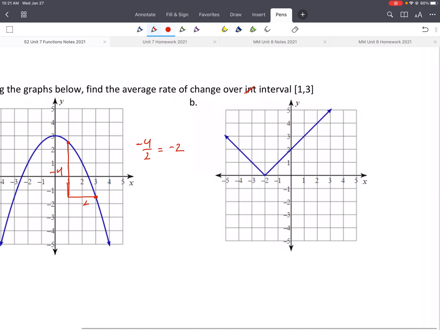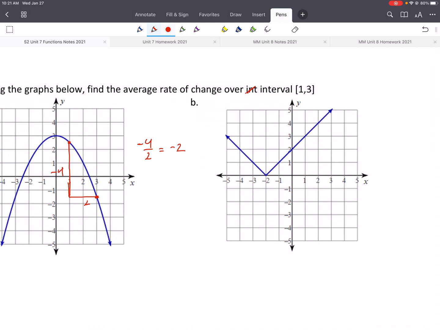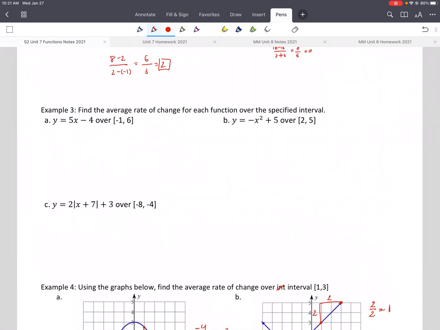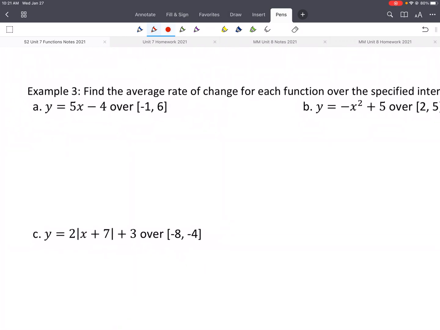All right, and then here's another one from 1 to 3. So 1 to 3. Here, rise over run. It's 2 over 2, or 1. Okay, so looking at a graph, pretty easy. Okay. All right, so if you wanted to do these ones, feel free to do it with me. If you're good, then get out of here.